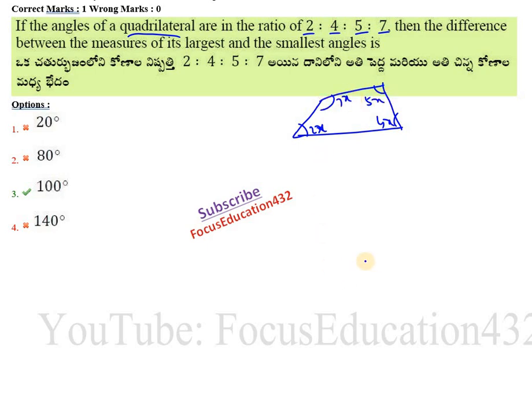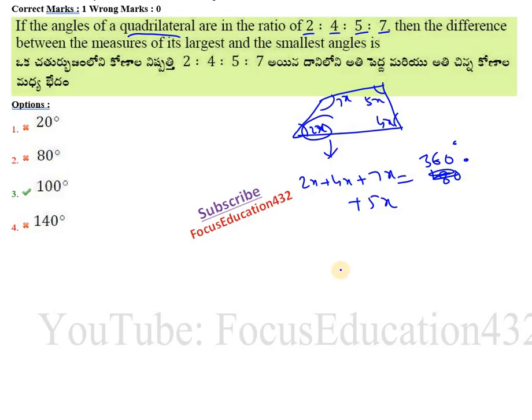We don't know the value of x, but we know one rule. What is that? The angle sum property. For the quadrilateral, that is a four-sided figure, the sum of the four angles is 360 degrees. Sorry, not 180. For a triangle it is 180 degrees, for a quadrilateral it is 360 degrees. So you add: 2x plus 4x plus 7x plus 5x is equal to 360 degrees.